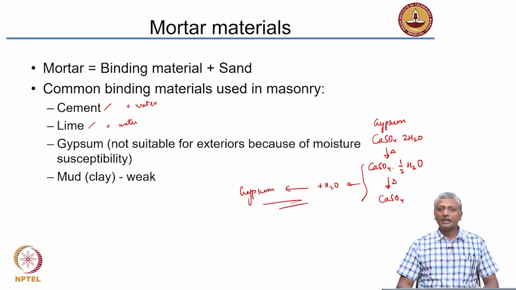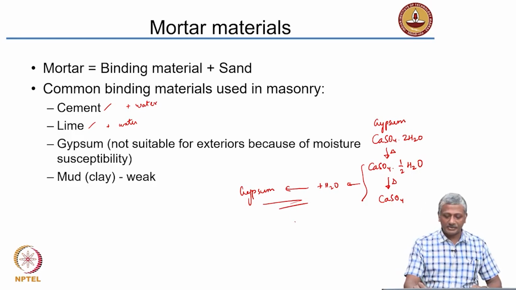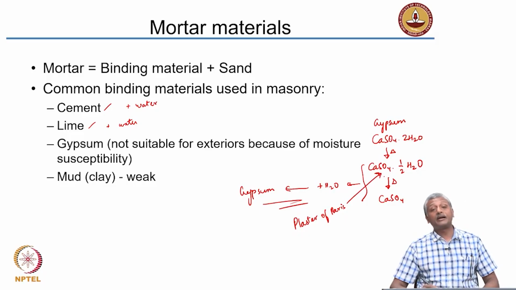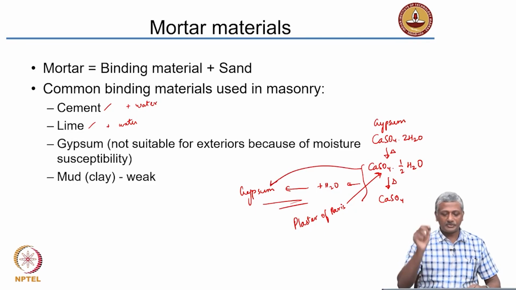with gypsum mortars. Many of you would have done, in your school, models with plaster of Paris, right? So what is plaster of Paris? It is nothing but hemihydrate, calcium sulfate half H2O, is basically your plaster of Paris. Mix plaster of Paris with water, you get gypsum.